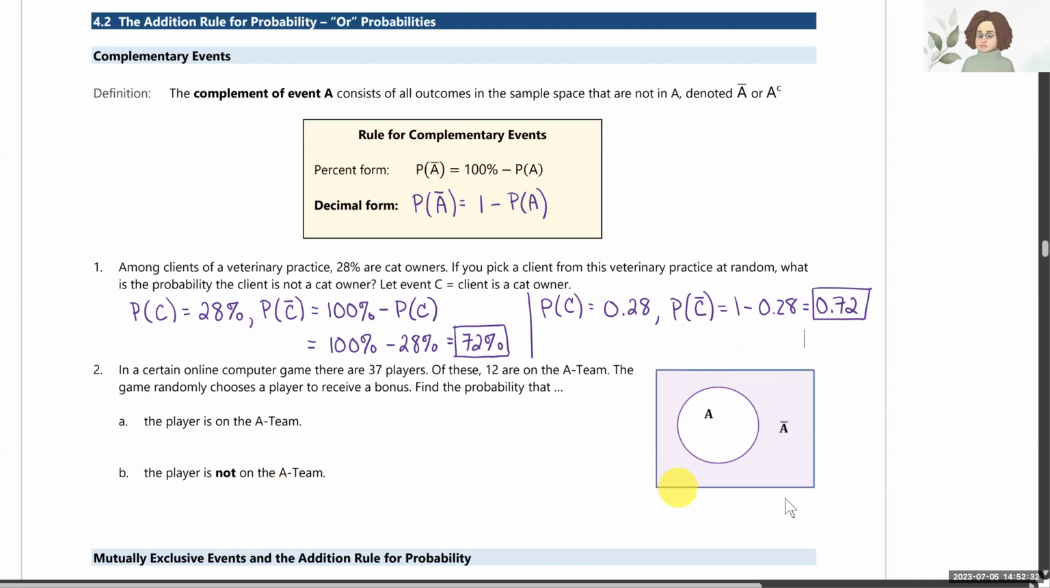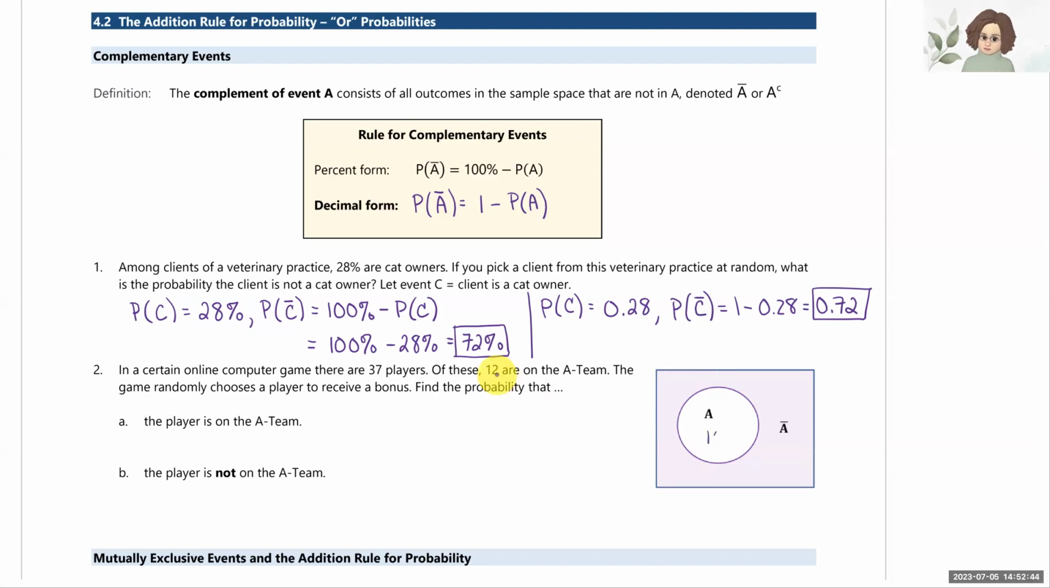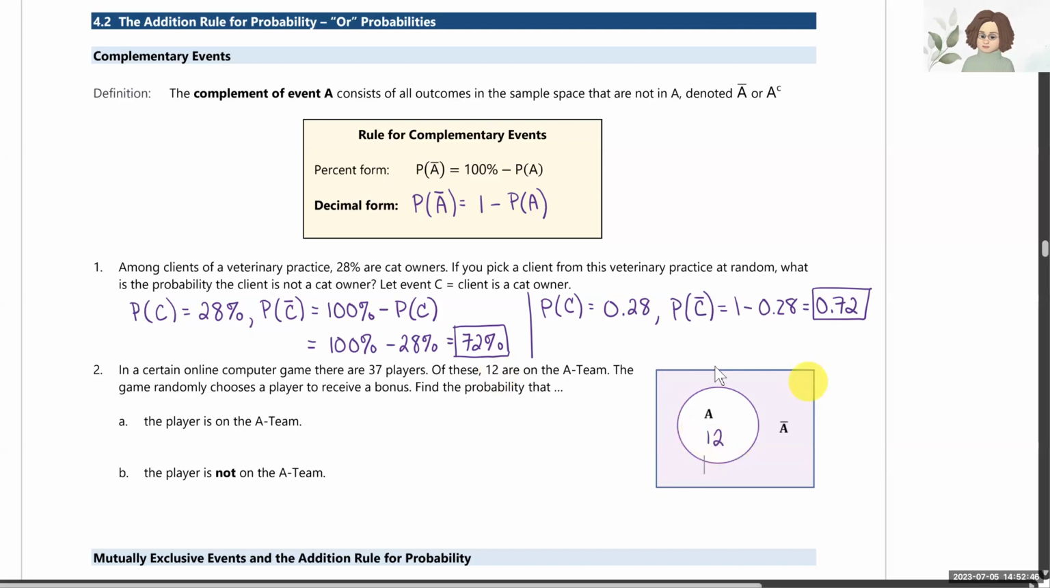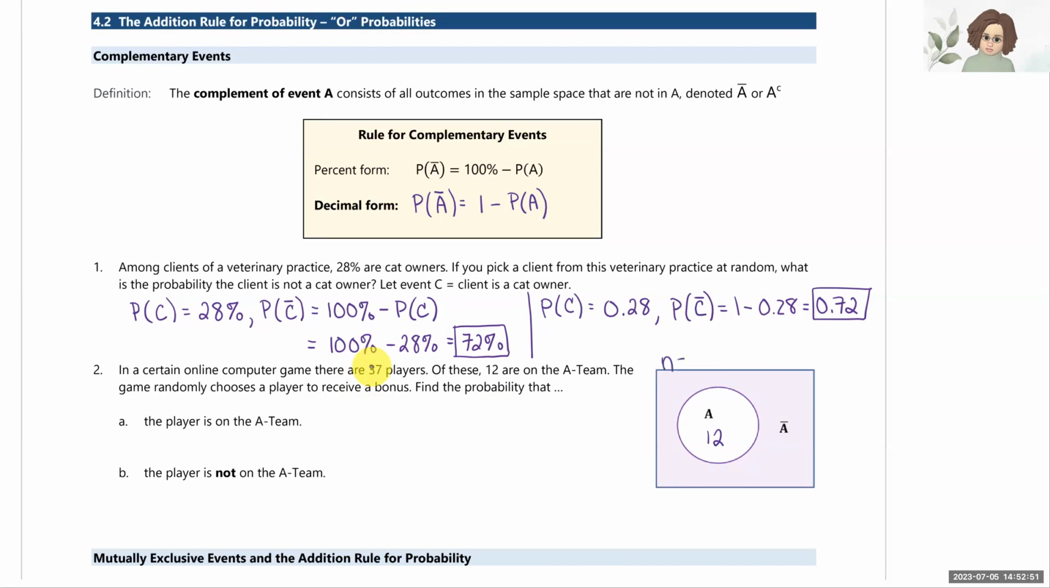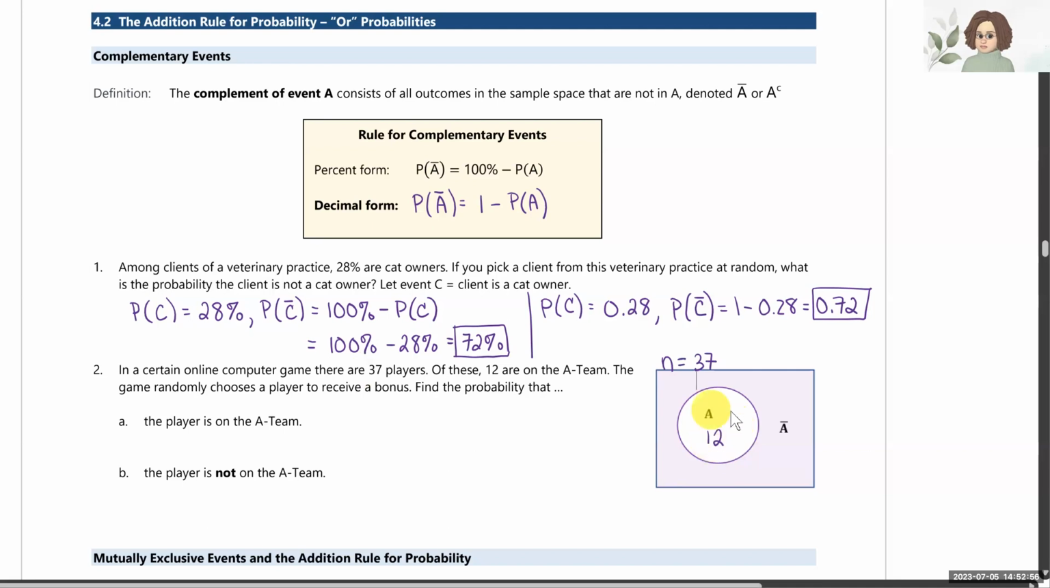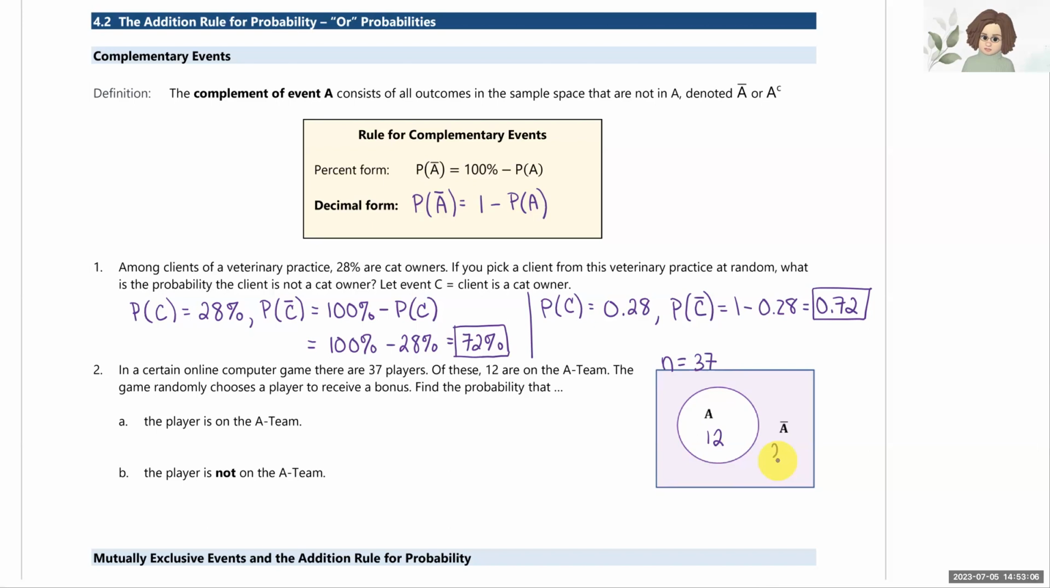All right, so in my Venn diagram here, there's the circle representing the event on the A team, and there would be 12 players in that circle. Let's put the 12 there. And then I know inside the rectangle would be a total of 37. We'll just call that N here, 37. So if I knew how many were on the A team, it'd be pretty easy to figure out how many aren't, because 37 people minus 12 people would be the remaining 25 people.